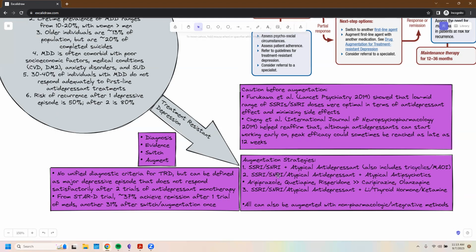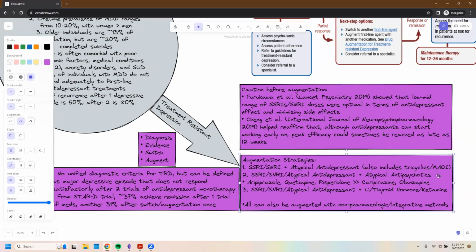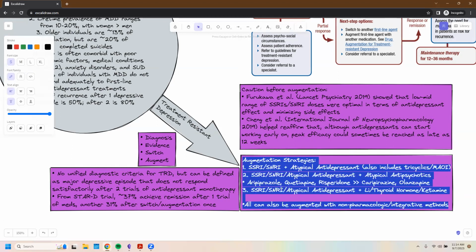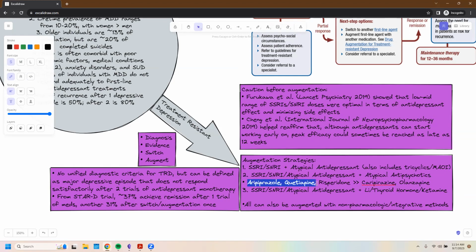Another option is the SSRI or SNRI plus an atypical antipsychotic. The ones that have been studied most are aripiprazole, quetiapine, and risperidone, and those seem to work more than cariprazine or olanzapine. Olanzapine has some decent evidence when combined with fluoxetine, but there are so many negative side effects, mainly the metabolic side effects, and it's extremely sedating too, that I would tend to stay away from it. Aripiprazole is the one I would reach for immediately off the bat.